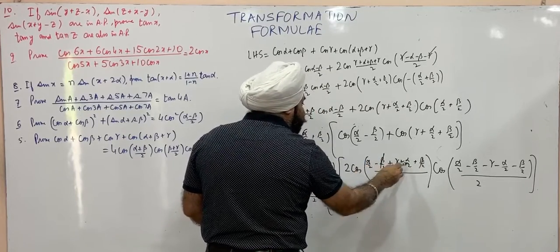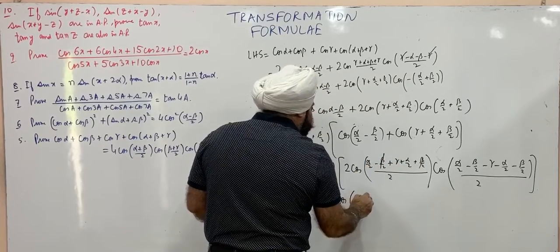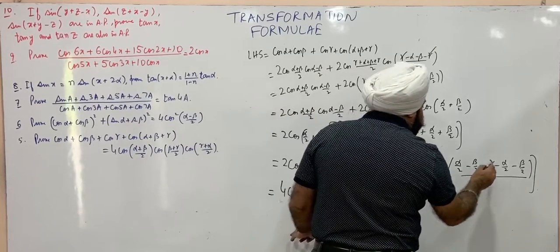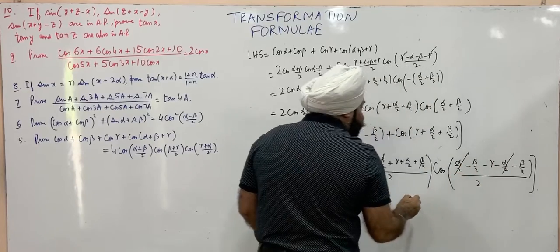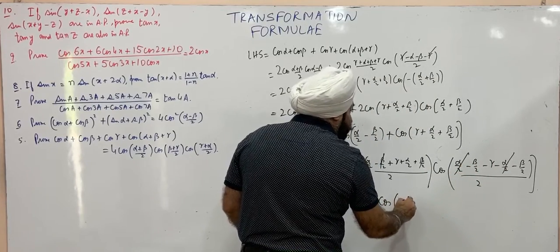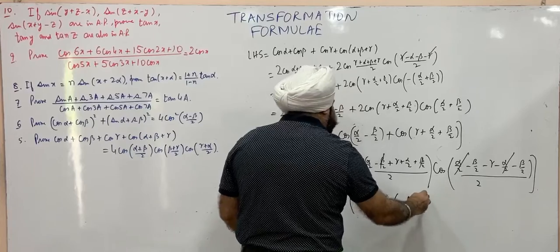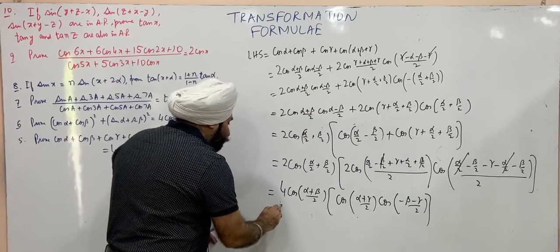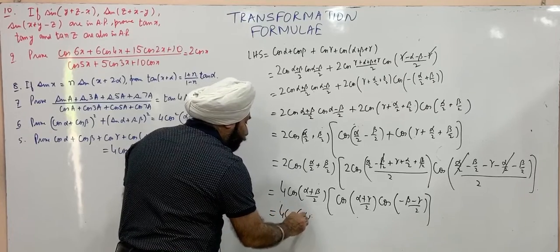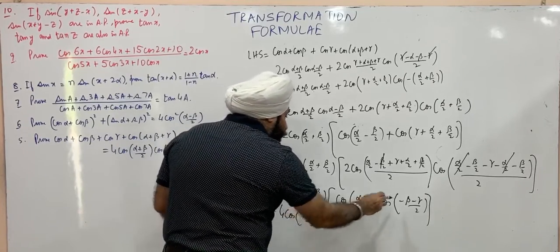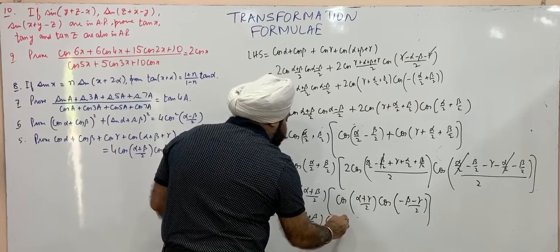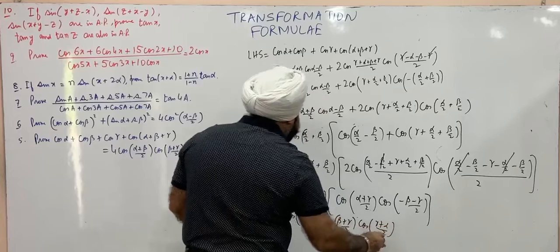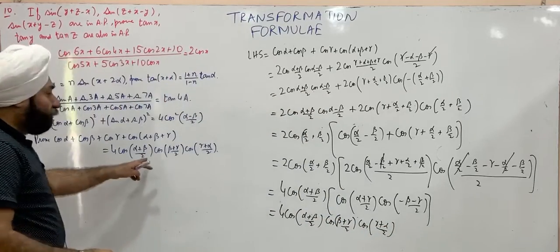This is alpha plus gamma by 2 into cos of alpha by 2 will cancel out. This is minus beta minus gamma by 2, and again cos of minus theta is cos theta. So this gives us the answer 4 cos alpha plus beta by 2 into cos beta plus gamma by 2 and into cos gamma plus alpha by 2. This is what we wanted to prove.